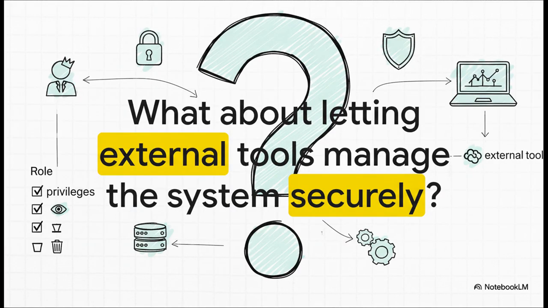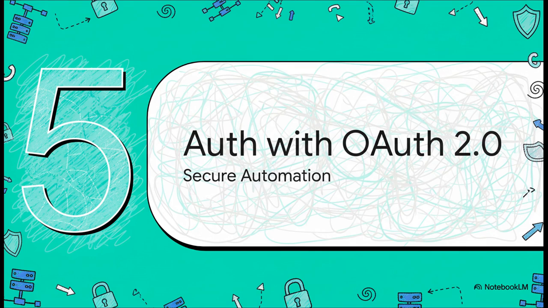Okay, this is awesome for when a human is logging in directly. But what about all of our automation tools? I mean, you're not going to hard code an admin password into a script, right? That's a huge security no-no. So how do we let our external apps and scripts manage the system without giving away the keys to the kingdom? And that question leads us perfectly into our next section, delegated authorization with OAuth 2.0.